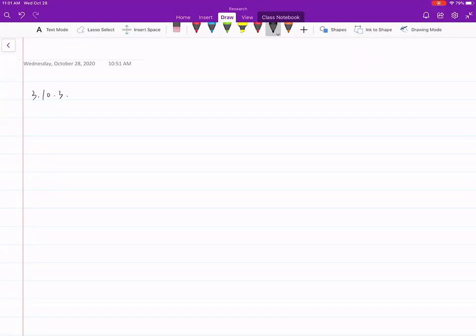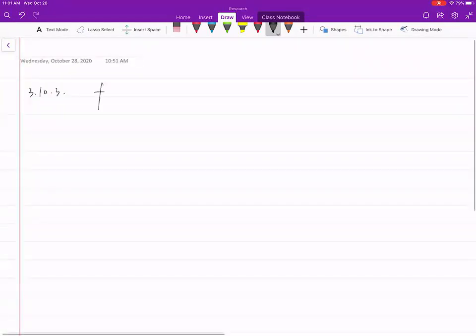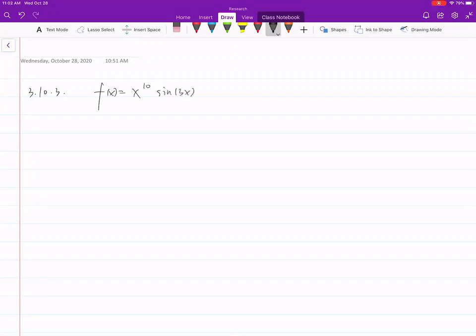Find the differential for this. Okay. So, f(x) equals x^10 sine 3x. Okay. So to find the differential, we basically just need to find dy.